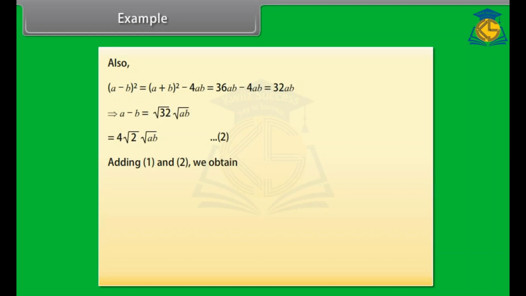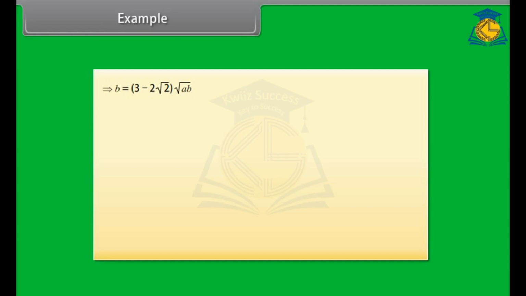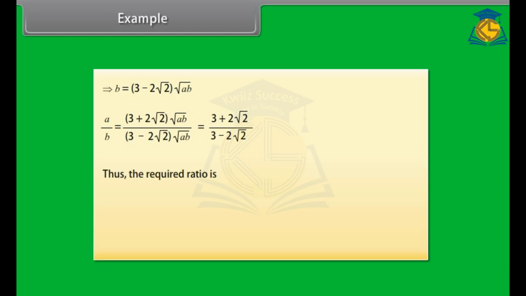Adding 1 and 2 we obtain, substituting the value of A in equation 1, we obtain A by B is equal to 3 plus 2 root 2 divided by 3 minus 2 root 2. Thus, the required ratio is relationship between AM and GM.